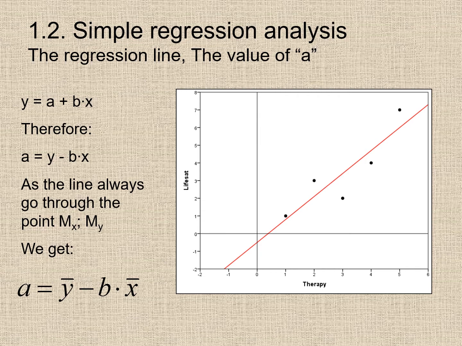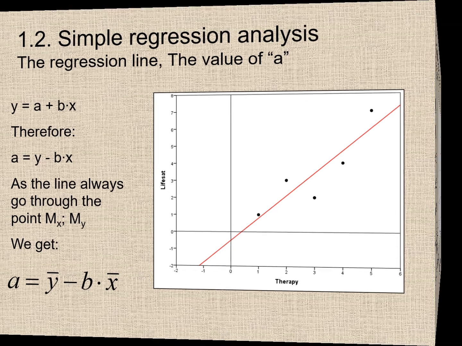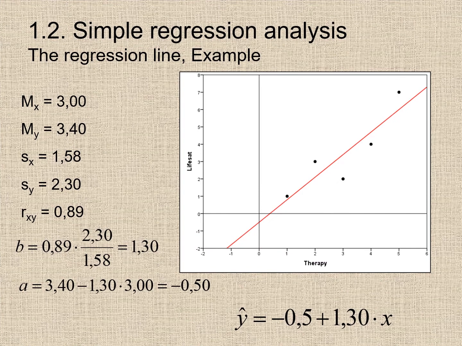Okay, let's take our example here. The mean on therapy, 3. Mean on life satisfaction, 3.4. Standard deviations, 1.6 and 2.3. And the correlation here, 0.9. Of course, you usually don't have correlations as strong as that, but with this example. Okay, we calculate the regression coefficient here, 1.3. And we can calculate the intercept, minus 0.5.